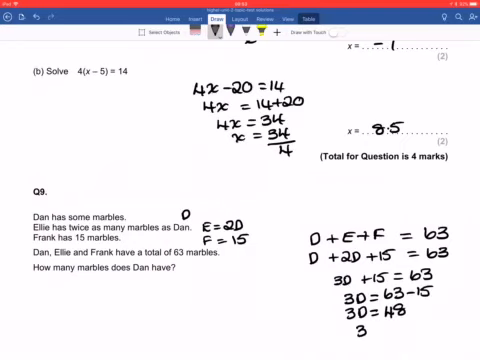And 3 lots of 16 gives me 48. So Dan must have 16 marbles. Okay.